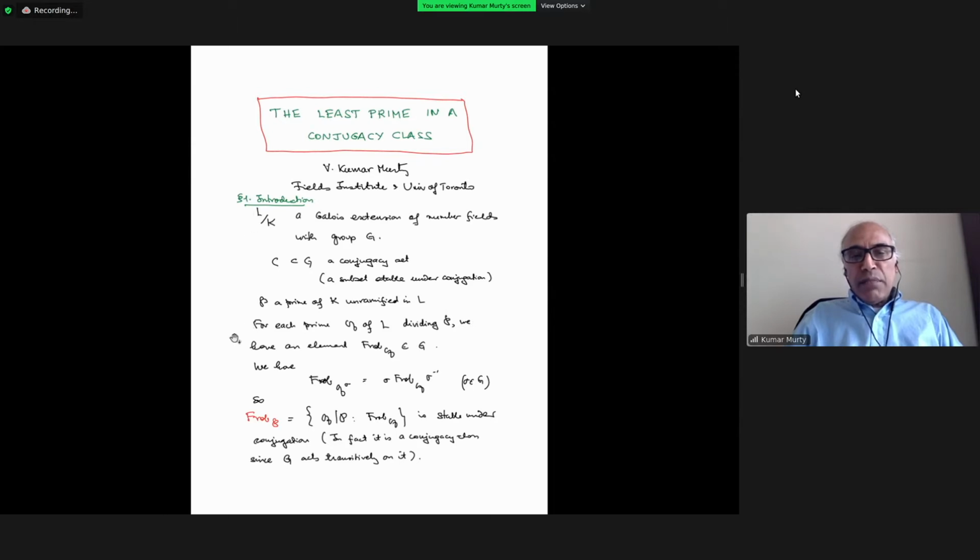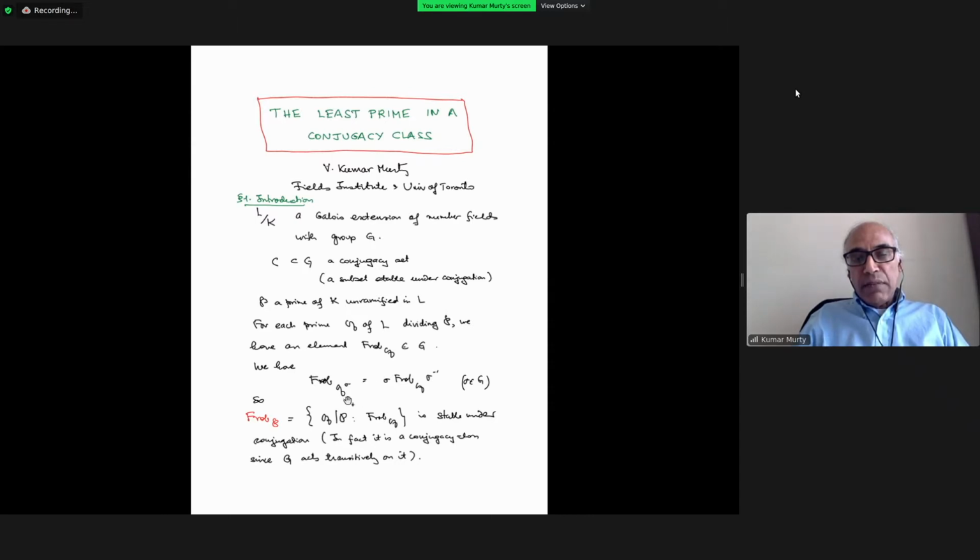And for every prime Q, let's say, in the top field that divides P in the bottom field, you get an element of the Galois group called the Frobenius automorphism. It's simply the unique lift of the map on the extension of residue fields, which raises elements to the power equal to the size of the residue field of P.